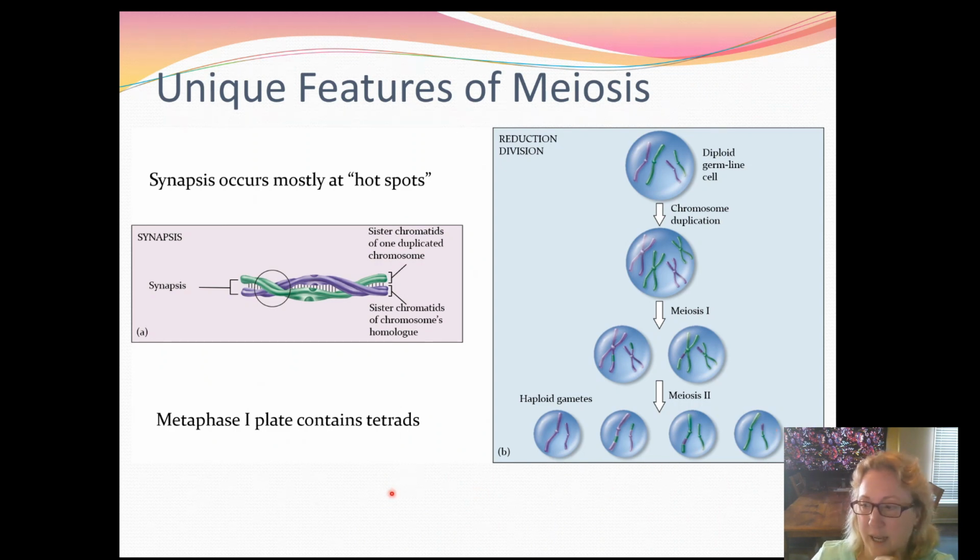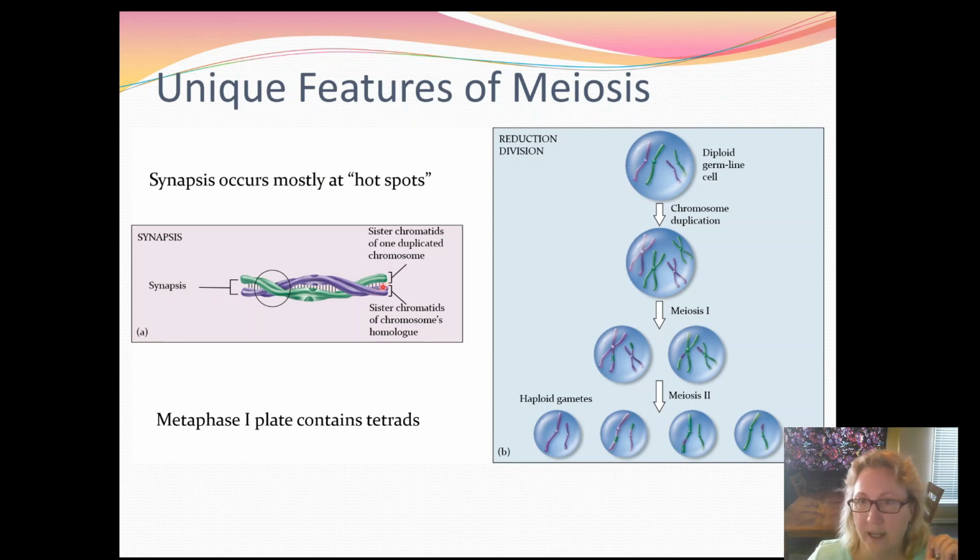So again, meiosis has some unique features. One is synapsis and crossing over. Synapsis is the chromosomes coming together, and crossing over is the recombination of two of the non-sister chromatids. So of those 4 chromatids that are lined up, 2 of them are not going to cross over, and 2 of them are. So we're going to have 2 chromatids that are going to stay parental type, and 2 chromatids that are going to be recombinant chromatids.